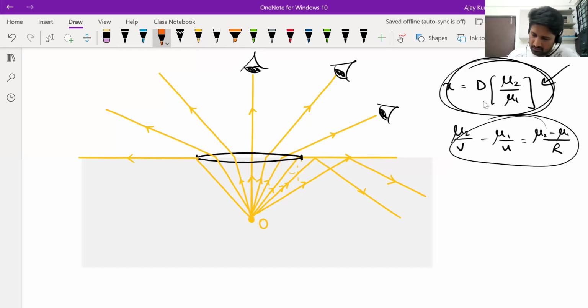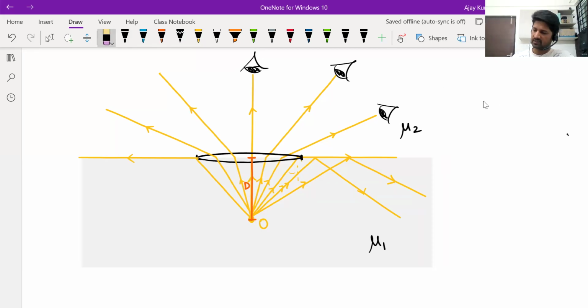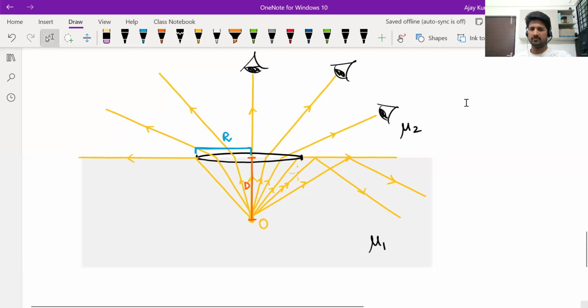So suppose this object is at a real depth, capital D, and this medium's refractive index is mu1. The outside medium's refractive index is mu2. Rishi, use some logic and try to derive the radius of the circle through which the object can be seen by an observer in the second medium. I want you to derive an expression for R in terms of capital D, mu1 and mu2. Try.